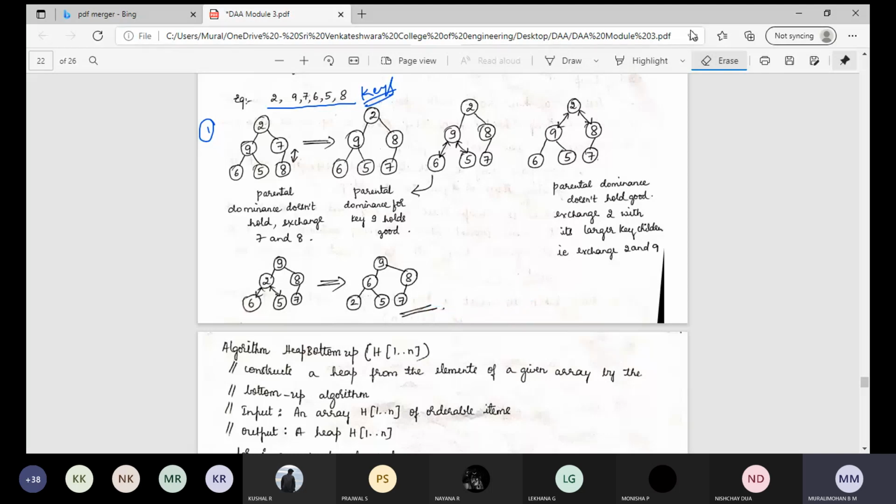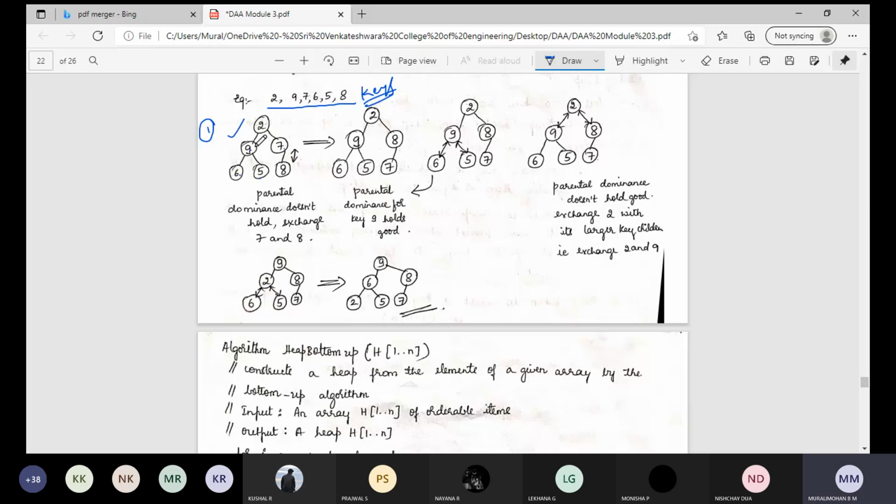Okay, so now we'll go to construct a tree. So first we are having a 2, next 9, next 7, next 6, next 5, next 8. So tree construction is finished.